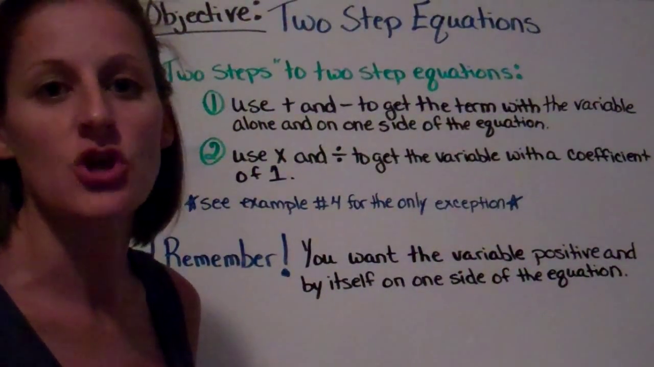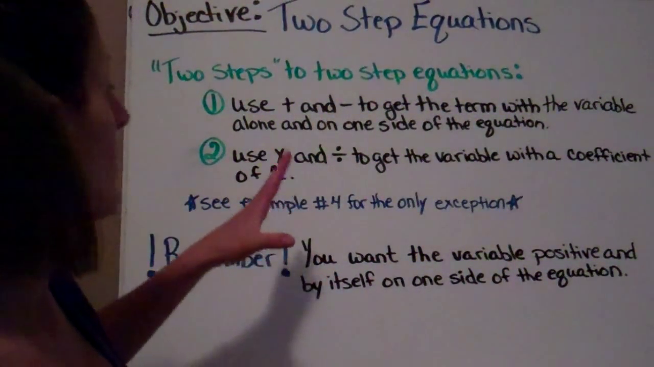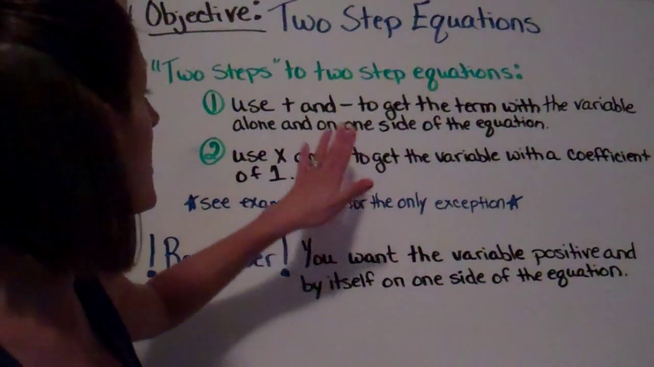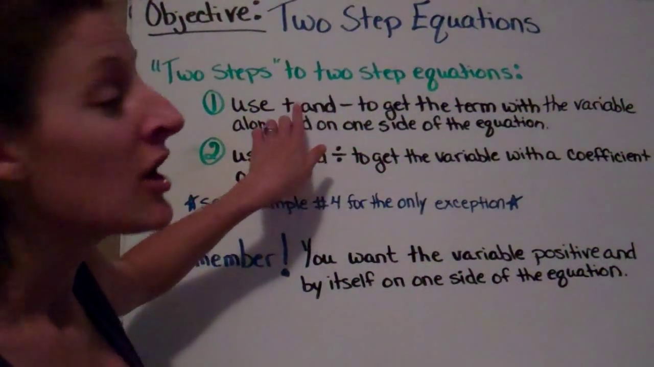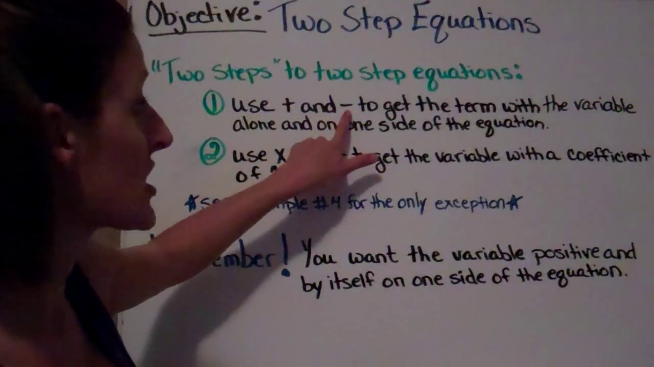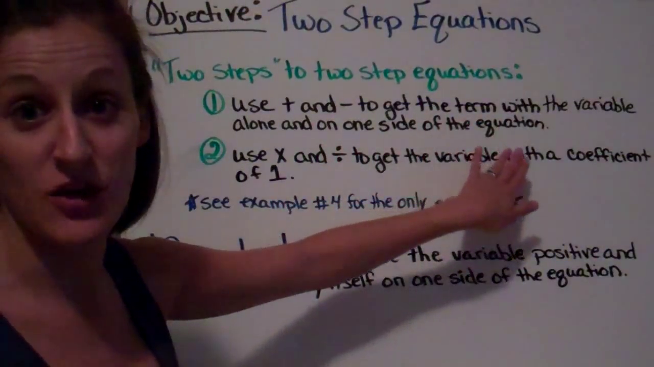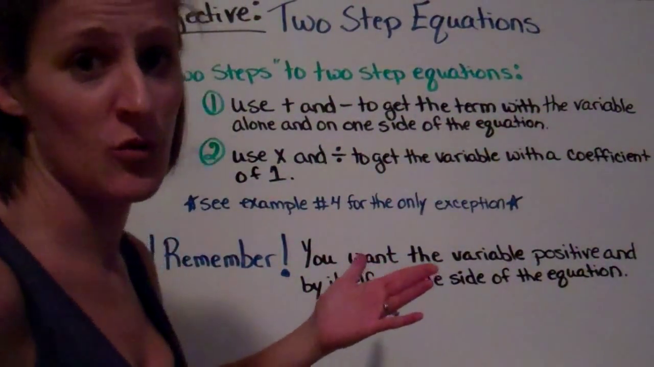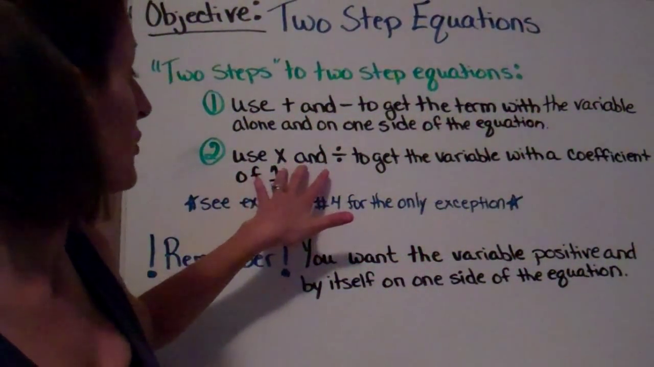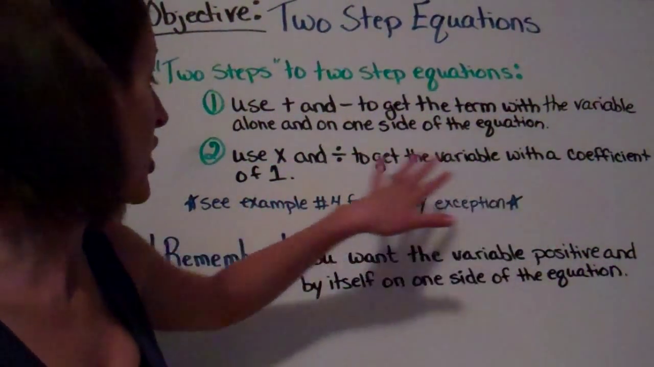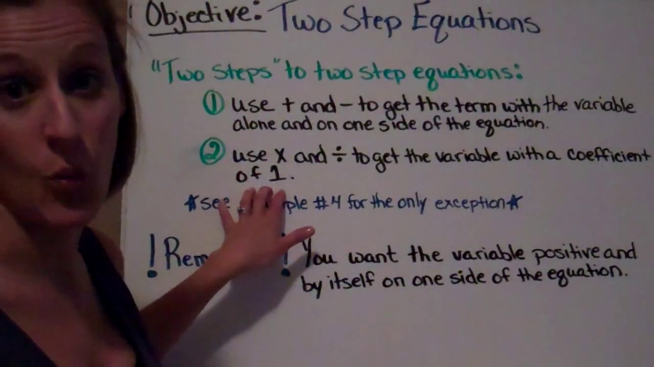Okay, we're going to look at solving two-step equations. Now, with two-step equations, there are actually two steps that you need to do. First, you're going to use addition and subtraction to get the term with the variable alone on one side of the equation, or one side of the equal sign. Then you're going to use multiplication and division to get the variable by itself with the coefficient of 1.